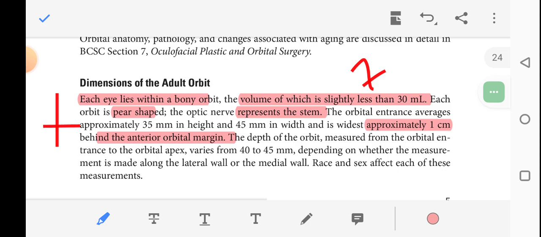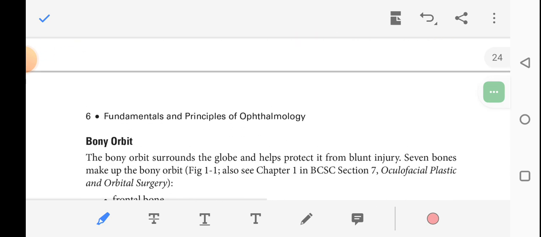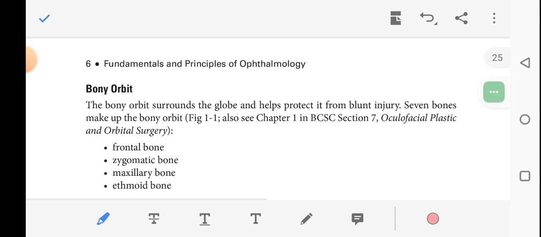The depth of the orbit, which is measured from the orbital entrance to the orbital apex, varies from 40 to 45 millimeter depending on whether the measurement is made along the lateral wall or the medial wall. Race and sex affect each of these measurements. The bony orbit surrounds the globe and helps protect it from blunt injury.